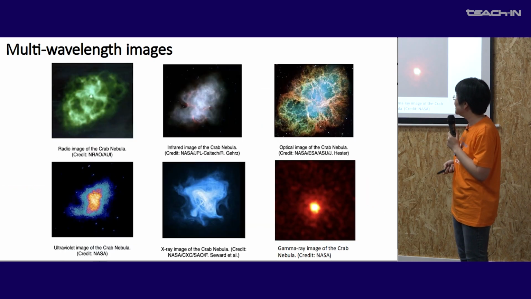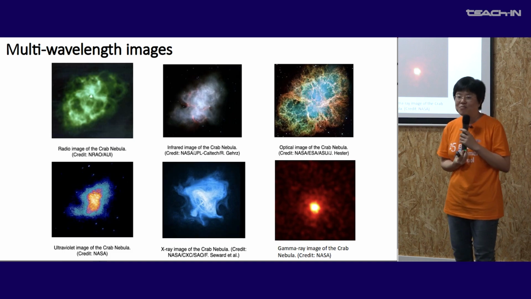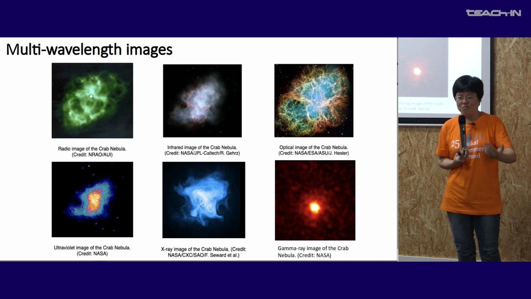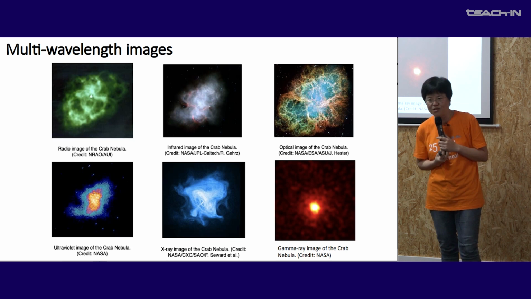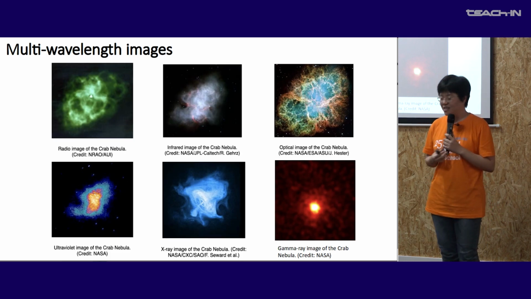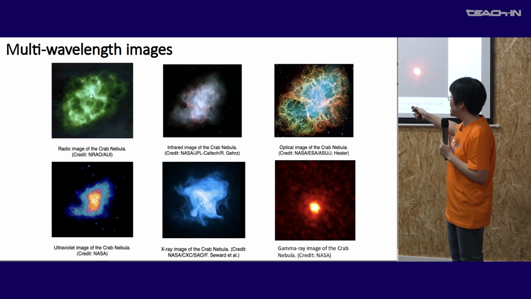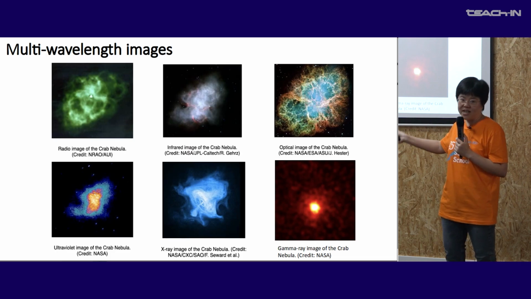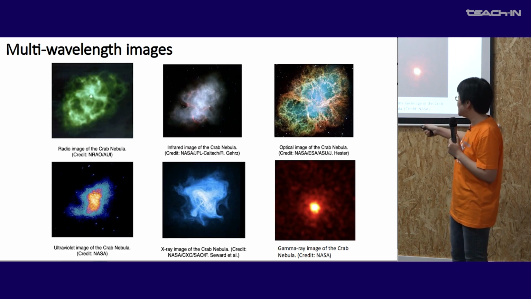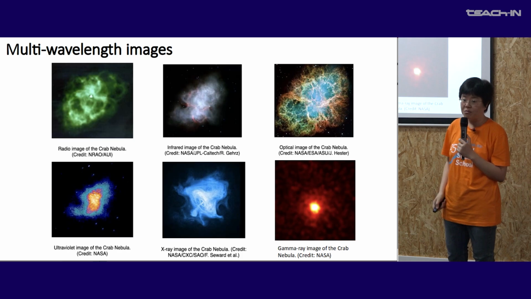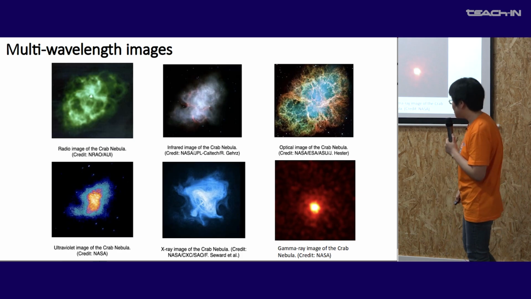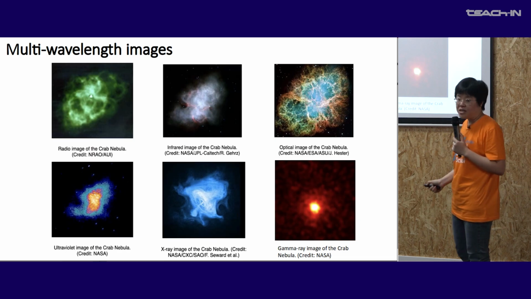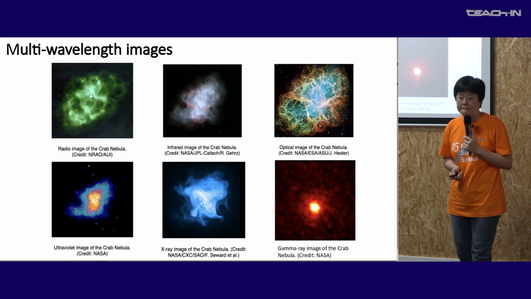Let's go on with one example. I said we want to do multi-messenger astronomy for sure. We want to study the source population, but more practically, we want to know the source properties. There is a very good example, the Crab Nebula, and there are quite a lot of images of it, like observations from radio, infrared, optical, ultraviolet, X-ray, and also gamma ray. What do they tell us?